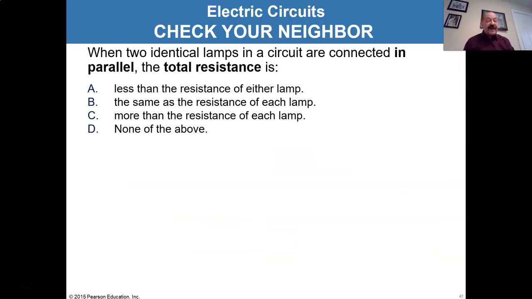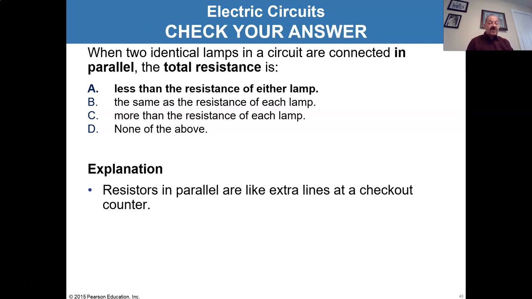All right, when 2 lamps in a circuit are connected in parallel, the total resistance is: A, less than the resistance of either lamp; B, the same as the resistance of each lamp; C, more than the resistance of each lamp; D, none of the above. Well, I just finished telling you if you have 2 identical lamps, that's 2 identical resistances. The total resistance will actually be half of either one of the lamps. So it's less than the total.